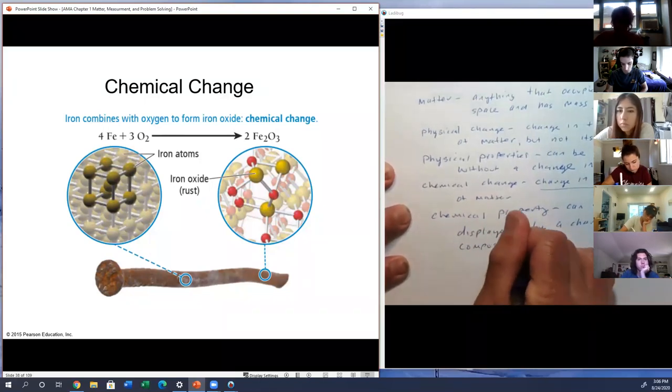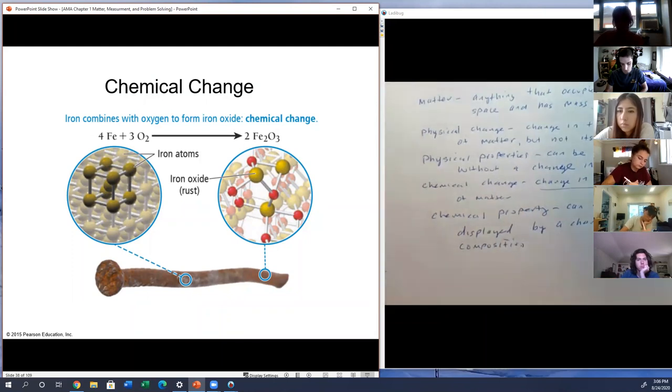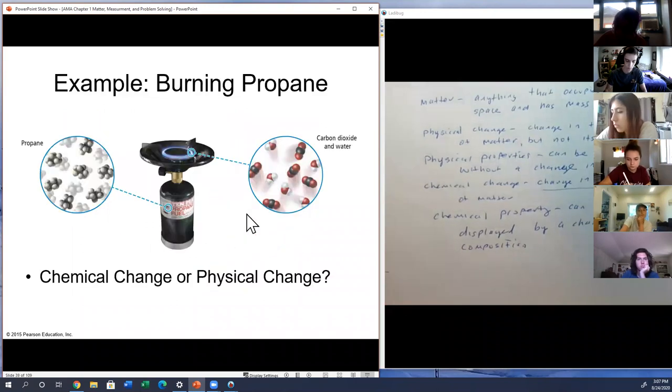So, for example, the boiling point of water, is that a physical property or chemical property? When I ask questions like this, if a couple of you want to unmute and answer them, that would be great. Is the boiling point of water a physical property or chemical property? Physical, yeah, right, because it can display it without changing its composition. The flammability of gasoline, is that a chemical property or a physical property? Chemical. Chemical property, absolutely right. Okay, very, very good.